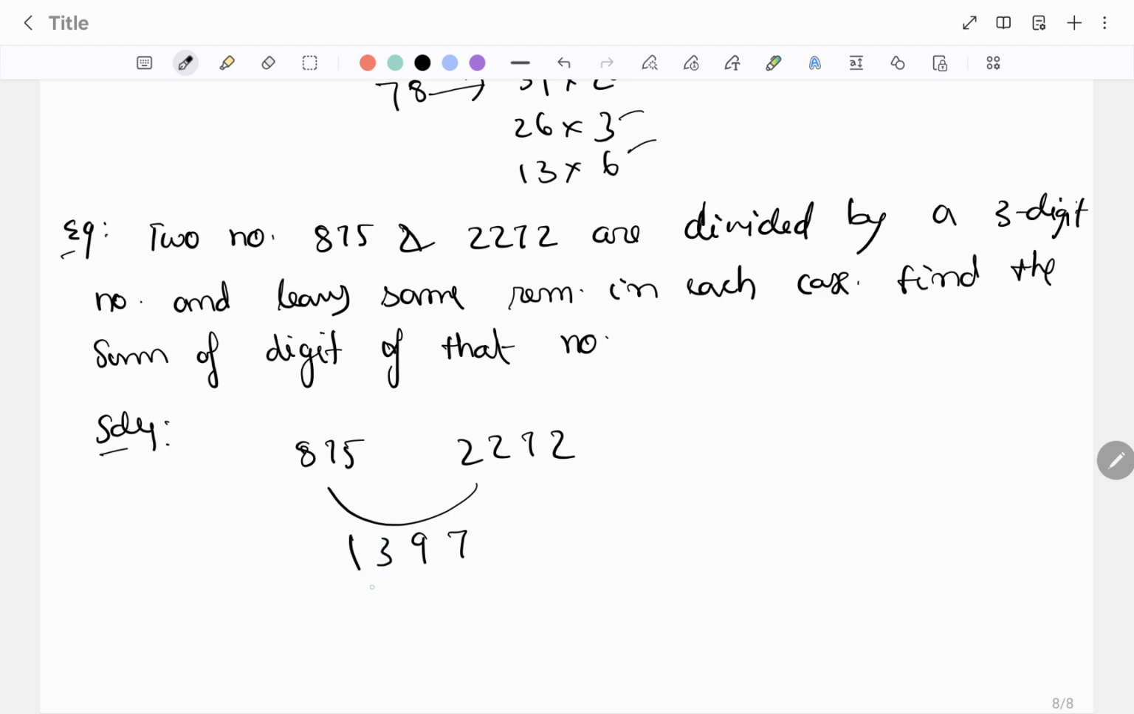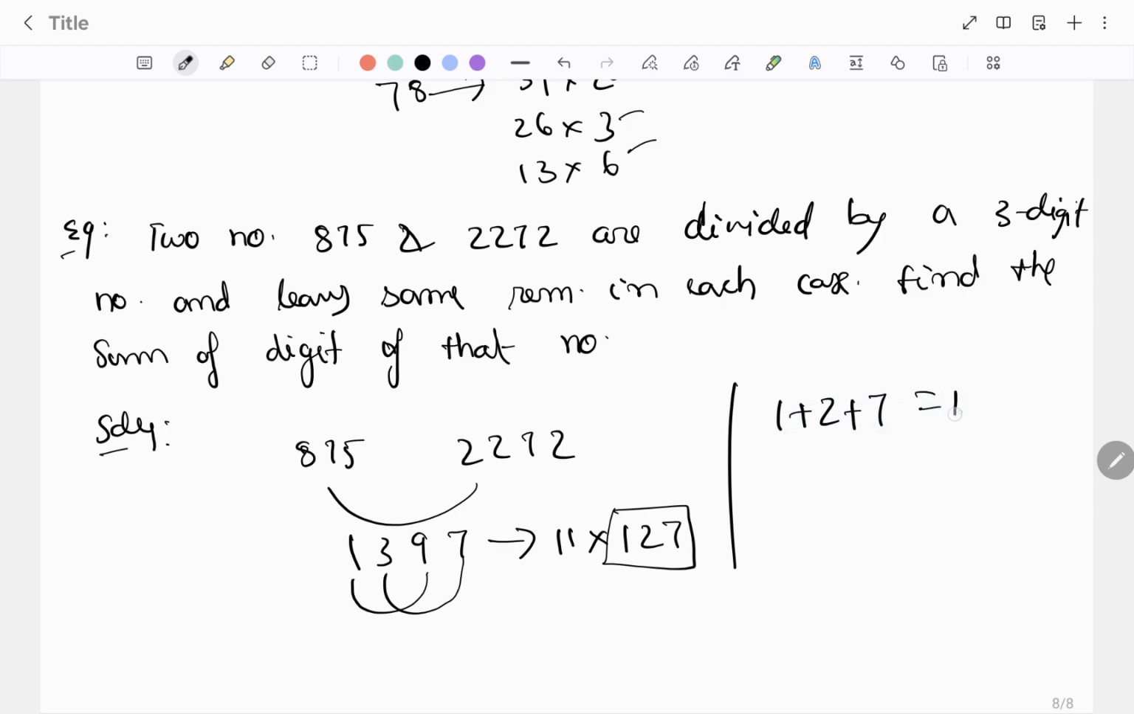Now see this number. Either this number may be the answer or otherwise, but they are asking about a 3-digit number, so further we need to find the factors. See, the sum of these digits is equal to the sum of the others, so in that case it goes by 11. 11 into 127 gives 1397. So the 3-digit number is 127. By 127, if you divide 875 or 2272, it will leave the same remainder in each case. But actually they ask for the sum of the digits: 1 plus 2 plus 7 is equal to 10.